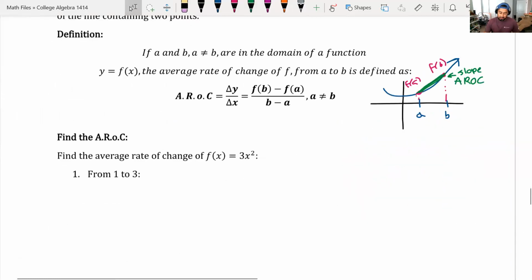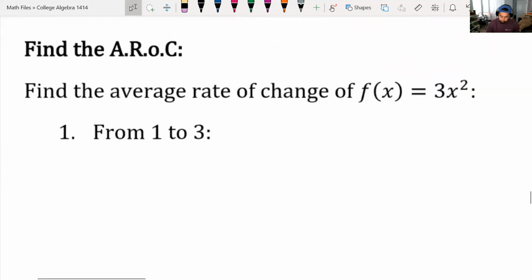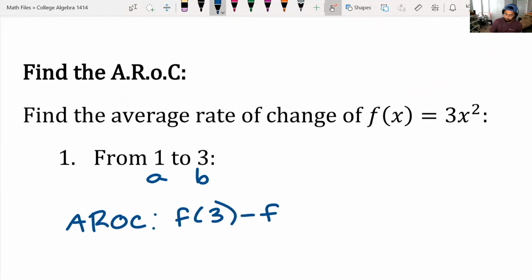Okay, with that being said, let's find the average rate of change for the function 3x squared, given the x values 1 to 3. So label everything. A is 1, B is 3, and for my average rate of change, I get f of 3 minus f of 1 over 3 minus 1. That's following the formula. f of b minus f of a over b minus a.